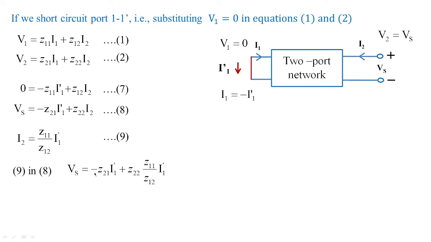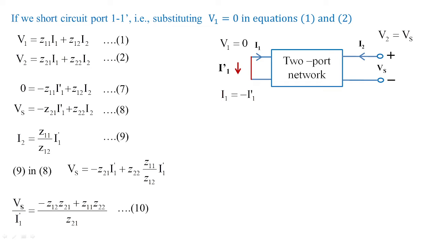I'm going to get Vs is equal to minus Z21 I1 dash plus Z22. We have replaced the I2 value over here so that I can get the reciprocal conditions, that is the ratio of output voltage by input current. So Vs by I1 dash is equal to minus Z12 Z21 plus Z11 Z22 divided by Z21. This I am treating as equation 10.